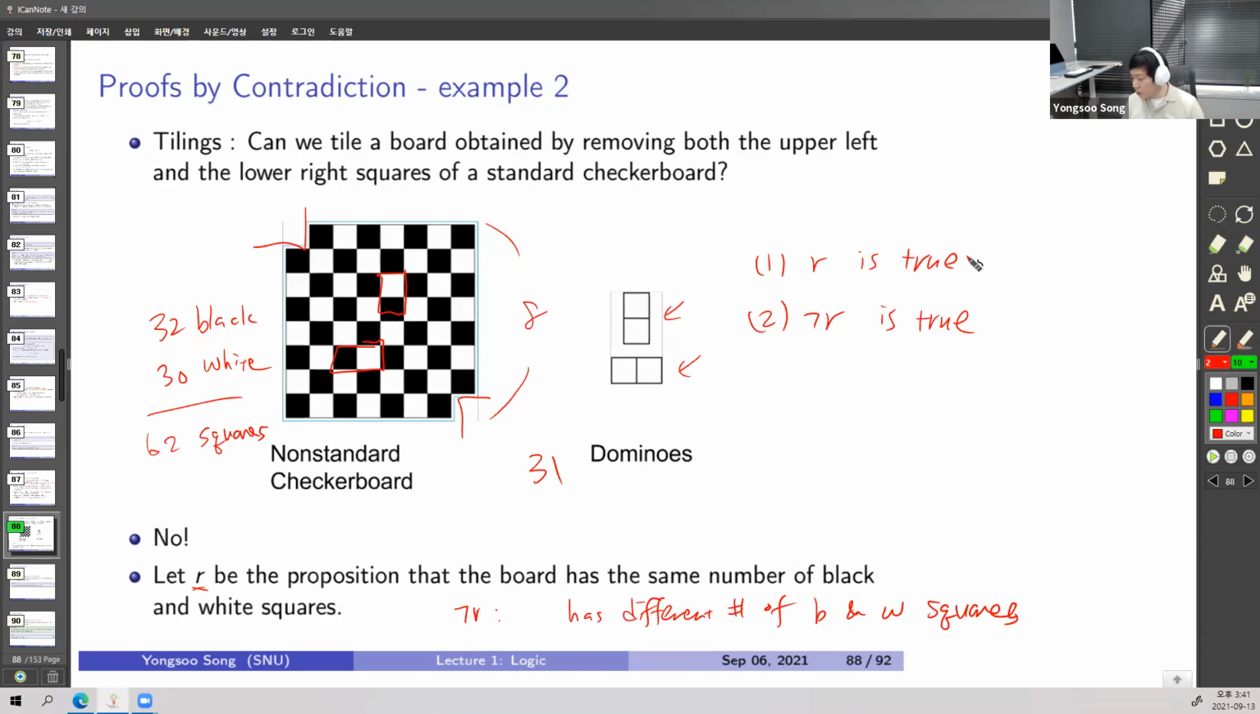That cannot happen, of course. So the first assumption was false. So we cannot tile this board using these dominoes.